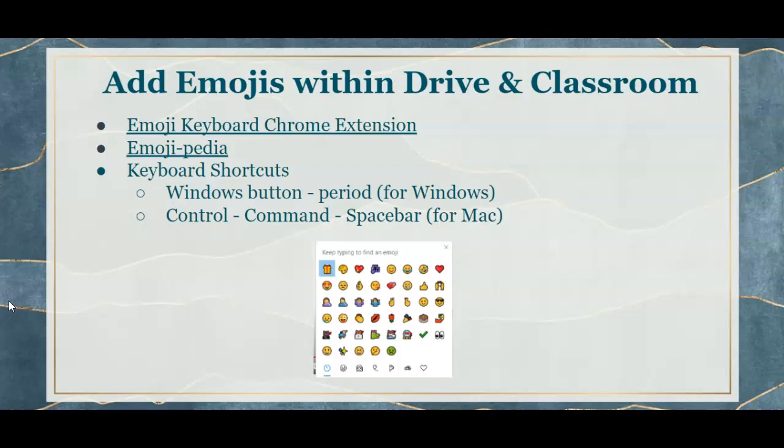So you've got a couple options. You can use an emoji keyboard Chrome extension, add that to your extension bar in Chrome. Emojipedia, you can search by keyword to find a specific emoji you're looking for, or you can always use the keyboard shortcuts depending upon what the device is that you're using. For Windows, you would hit that Windows button, period, and for Mac, it's Control Command Spacebar. And when you do that, as I mentioned in a previous episode, this little box of emojis will pop up and you can select the one you're looking for and add that right into your Drive or Google Classroom.